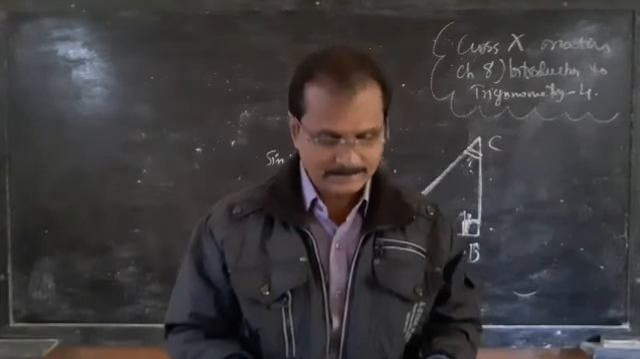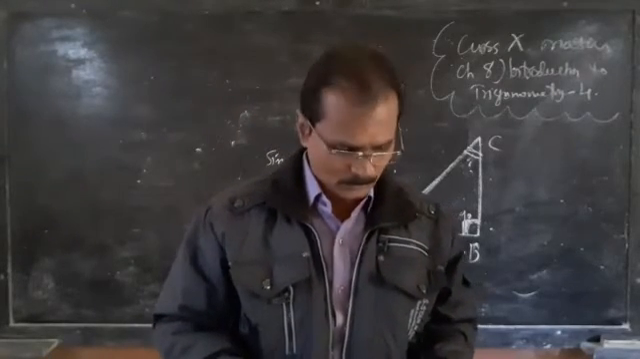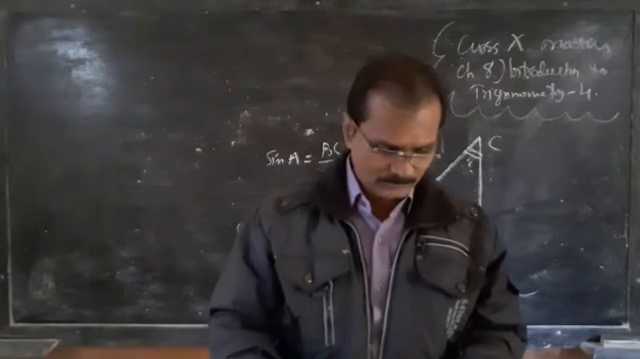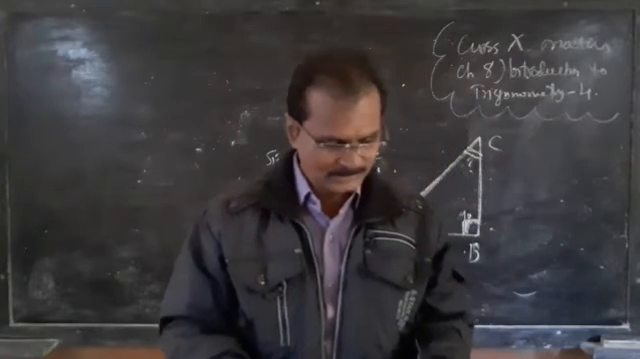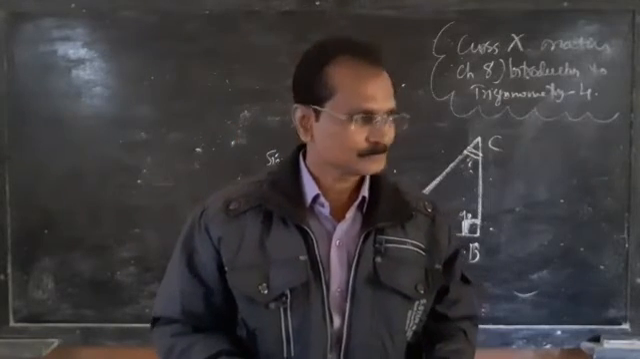Cos 90 minus A equal to sin A. Tan 90 minus A equal to cot A. Cot 90 minus A equal to tan A. Sec 90 minus A is equal to cosec A, and cosec 90 minus A is equal to sec A.